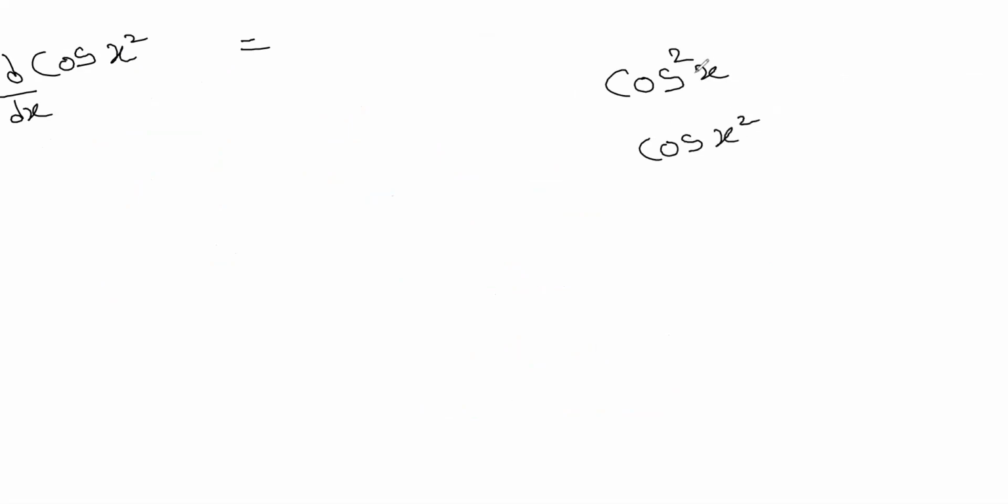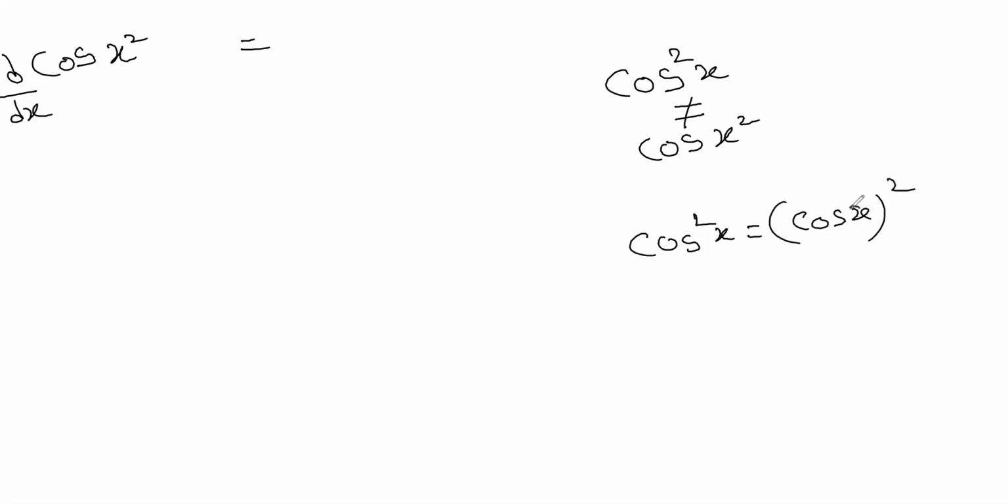Here you have to find the differentiation d by dx of cos x square. Remember one thing, there is a difference between cos square x and cos x square. They are not equal. This cos square x, you can write it as cos x whole square.